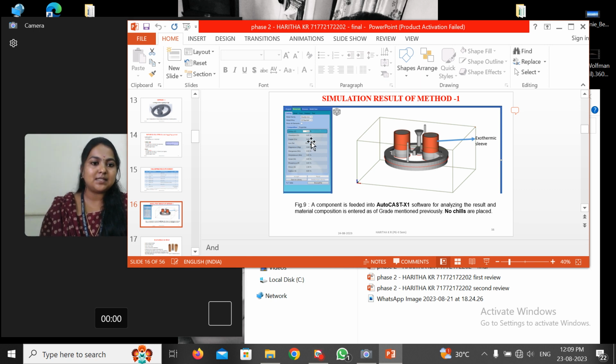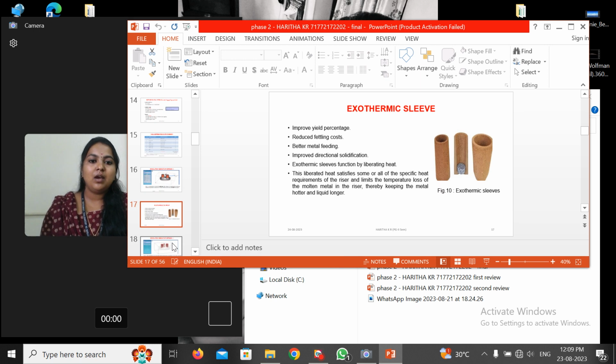Then no chills were present. The orange color is an exothermic sleeve, fitted over the top of the feeder base. This exothermic sleeve improves the yield percentage, reduces the fettling cost, gives better metal feeding and improves directional solidification. The exothermic sleeve generally liberates heat up to the specific heat requirement of the riser, and it also limits the temperature loss of the molten metal inside the riser, thereby keeping the metal hotter and liquid longer.